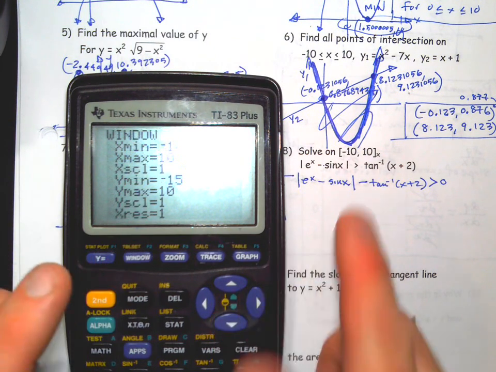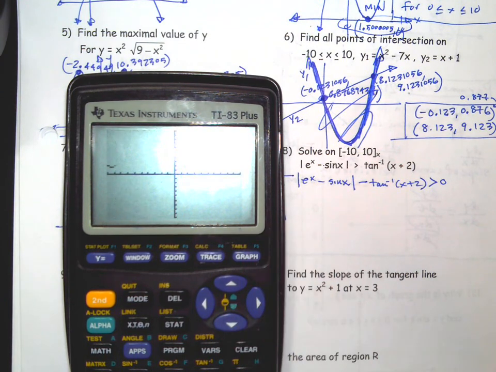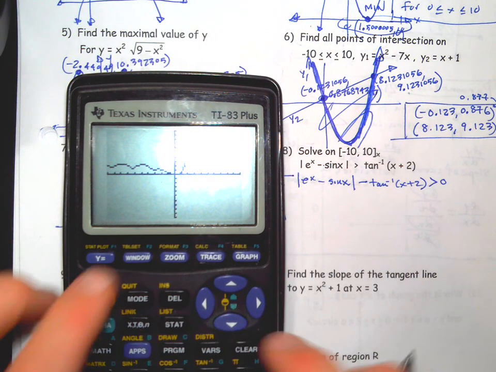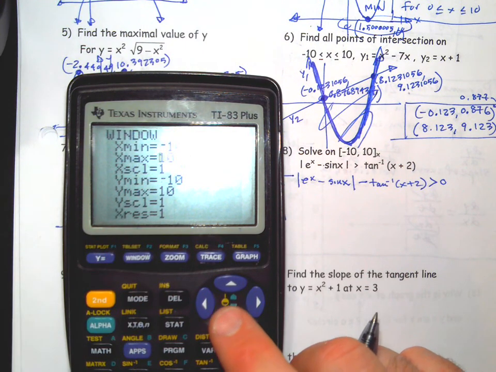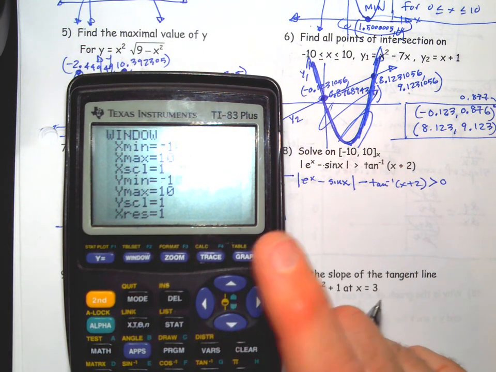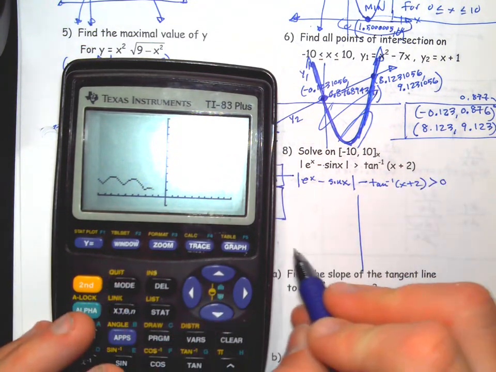Window, they're telling us -10, 10. We just start with standard. So here's the graph, kind of bumping along. I think we can do something better than this. I don't think we need to go all the way down there. So this is a little better view of it, kind of a funny graph.